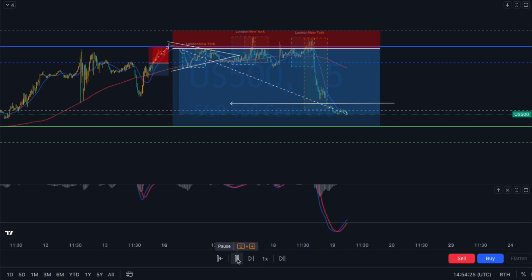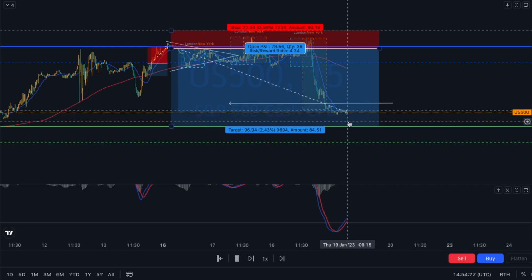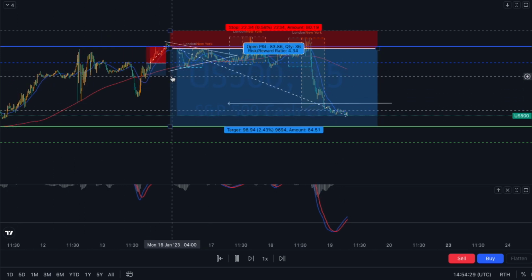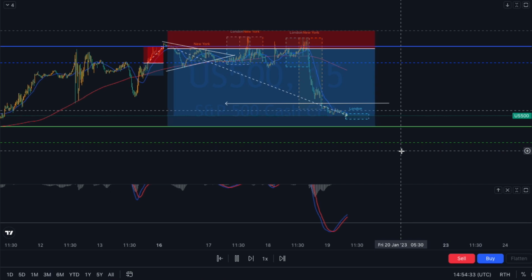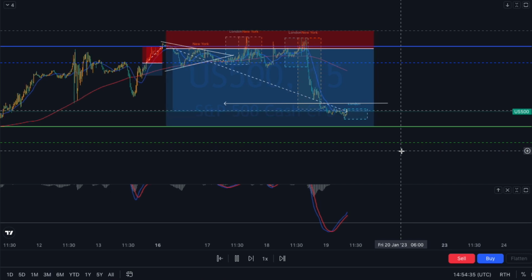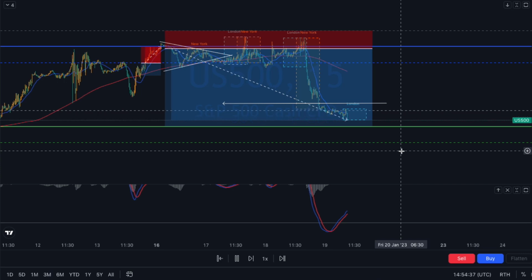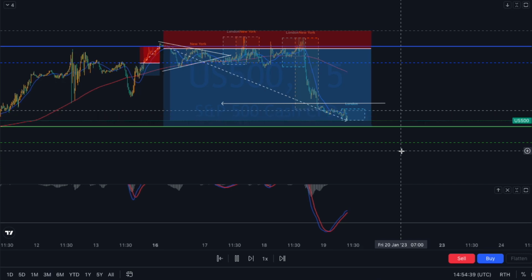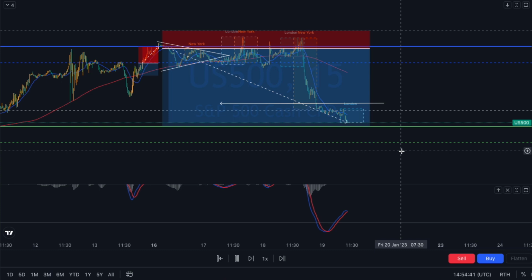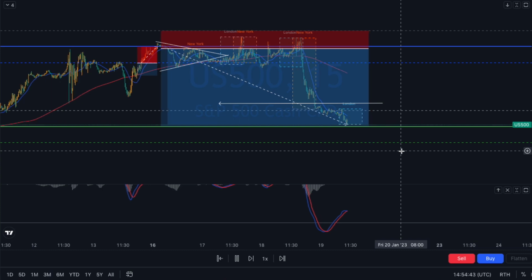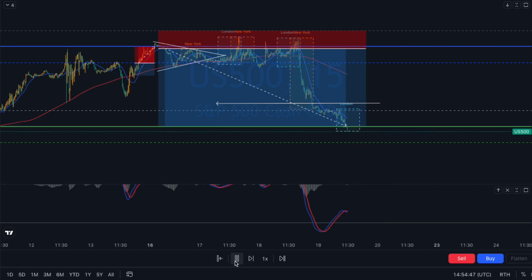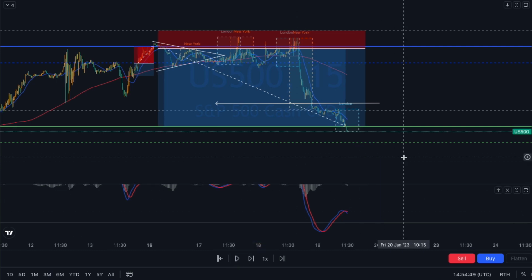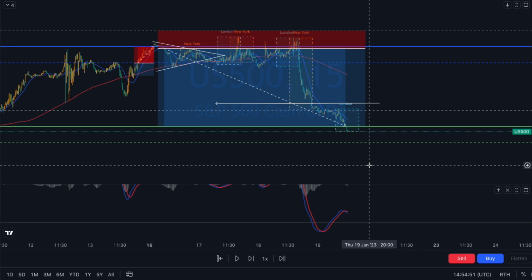And at this level, I would want to be considering taking buys, because don't forget, this is an uptrend. So we definitely want to think about that. Boom. TP hit.